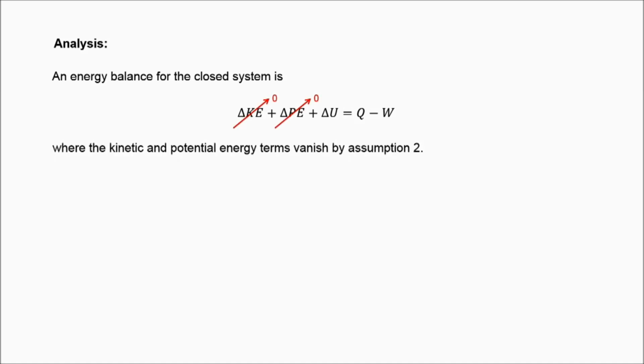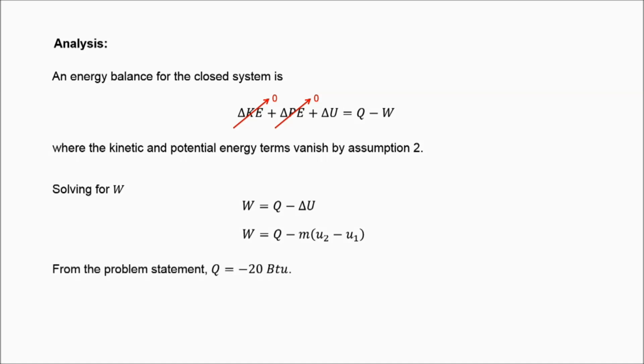Having completed all the required initial steps for a solution, let's develop the analysis. An energy balance for the closed system gives us delta KE plus delta PE plus delta U is equal to Q minus W. In this expression, the kinetic and potential energy terms vanish by assumption 2. Dropping the negligible terms and solving for W, we obtain W is equal to Q minus delta U, or W is equal to Q minus m times (U2 minus U1).